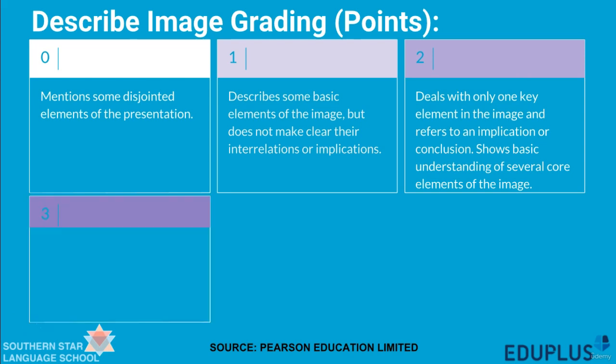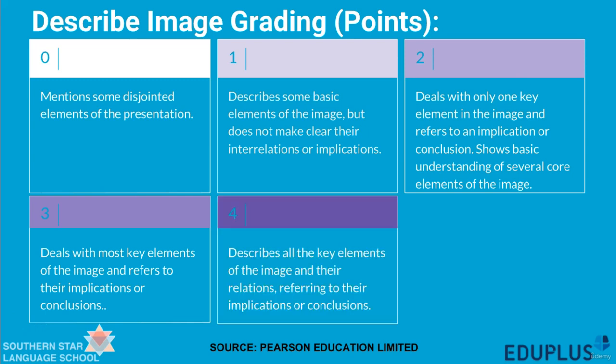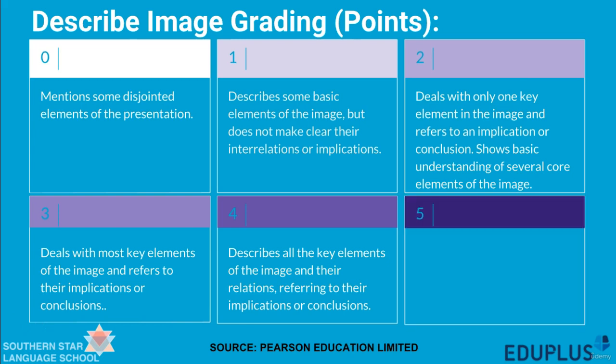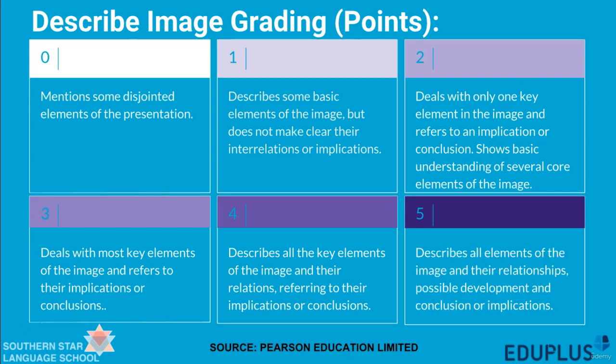3 points if they deal with most key elements of the image and refer to their implications or conclusions. 4 points if they describe all the key elements of the image and their relations, as well as referring to their implications or conclusions. And lastly, 5 points if you describe all elements of the image and their relationships, possible development, and conclusion or implications.